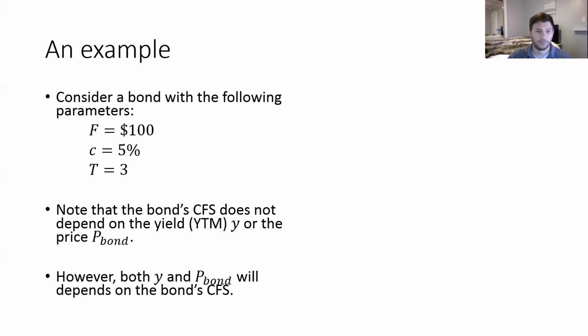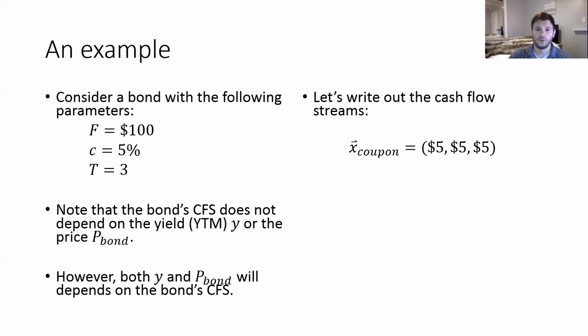However, we're going to see later both the price and the yield will absolutely depend on the structure of the bond's cash flow stream. So let's go ahead and write this out. The coupon rate is 5% of the face value. That means we're going to be receiving coupons of $5 in each of periods 1, 2, and 3. The face value of the bond is $100, so the cash flow stream associated with that single face value payment across the 3 periods is $0 being paid in the first 2 and then receiving that par value at the end.